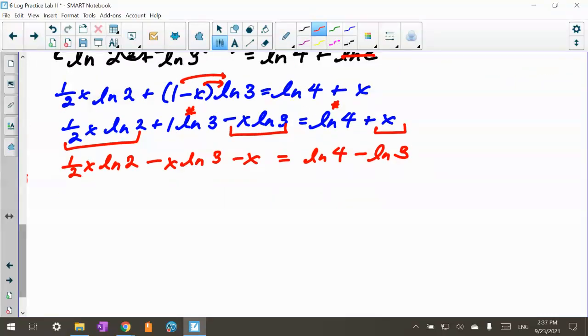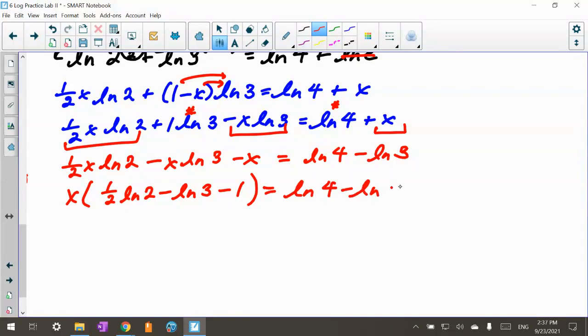Now I'm going to factor out my x and divide by the GLOP. So when I factor out the x, I have a 1/2 ln 2 minus ln 3 minus 1. Don't forget that because x divided by x is 1, equals the natural log of 4 minus the natural log of 3. And then I'm going to divide by this GLOP because I can divide by this.